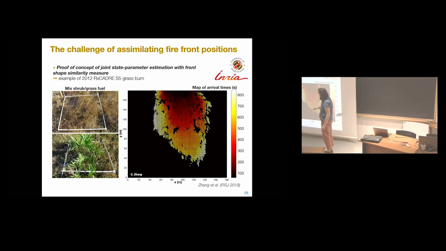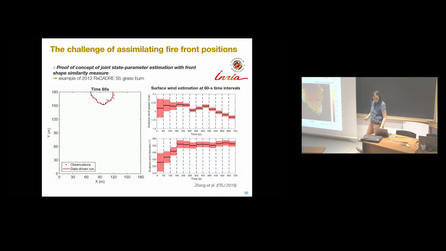on a field scale experiment like the Eric Scudder experiment in the US, where you have a mix of shrub and grass fuel. Here you have the arrival time map, so the fire starts from here and propagates over 15 minutes in this direction. We applied our joint state-parameter estimation problem with this similarity measure to see if it works. It was part of the PhD study of Kansang in collaboration with the University of Maryland.